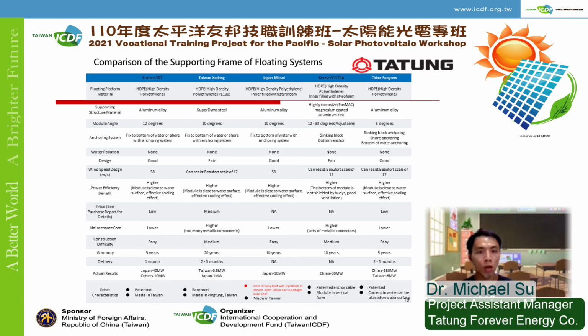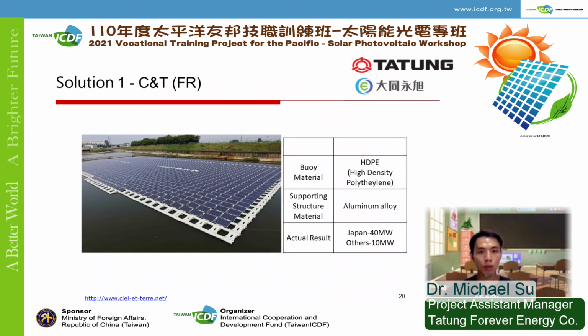This is a comparison table between Taiwanese floating platform vendors and other market-leading vendors from different countries. It is also for reference. There is France, Taiwan, Japan, Korea, and also China. The slides in the back are basically introducing the materials that each vendor on the chart uses. We will just quickly go over them as they are for your reference.